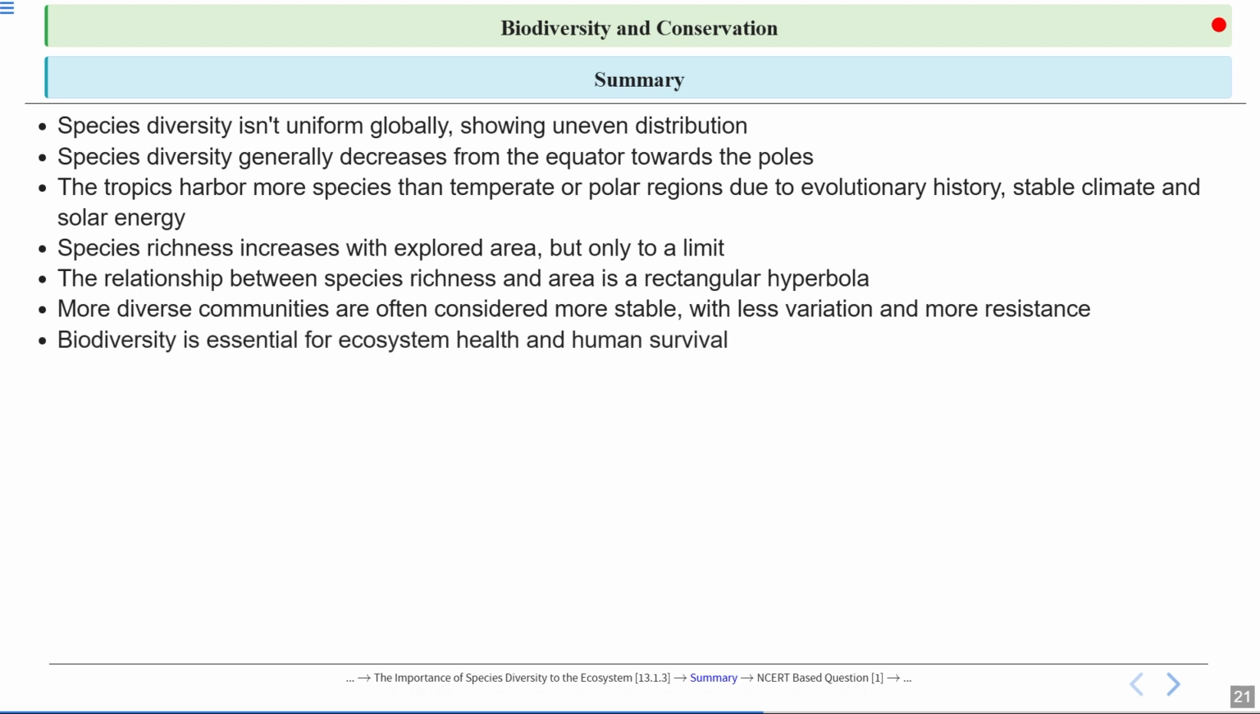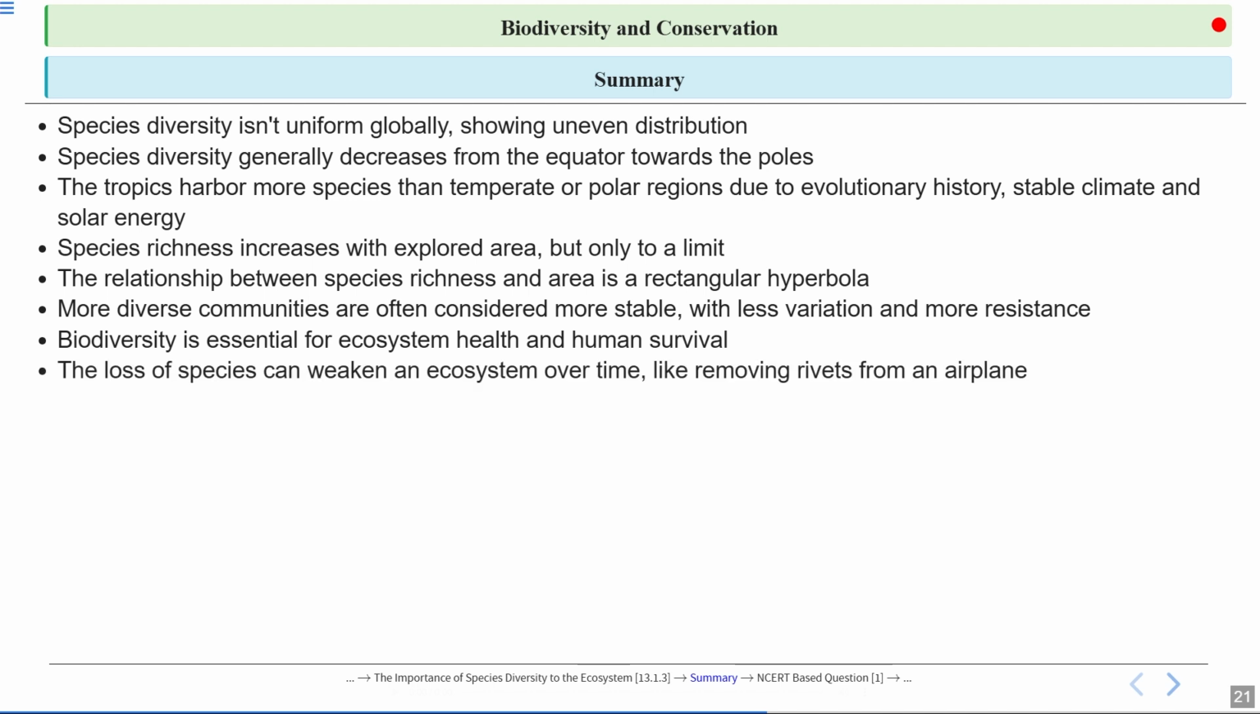Now, biodiversity isn't just important for nature, it's essential for healthy ecosystems and for human survival as well. So the ecosystem provides clean air, water, food, and even medicines to humans. When we lose species, it's like removing rivets from an airplane wing. So we talked about the rivet popper hypothesis.